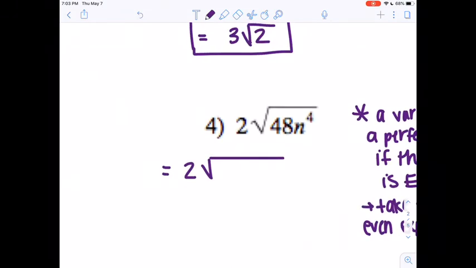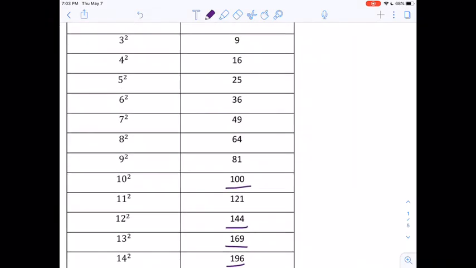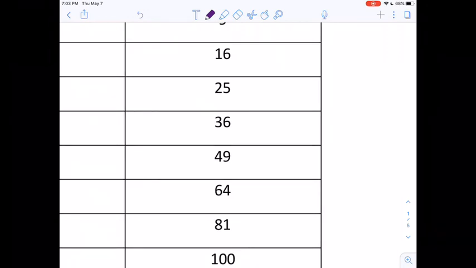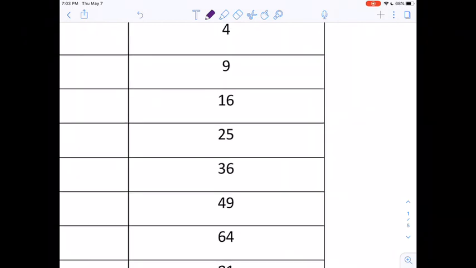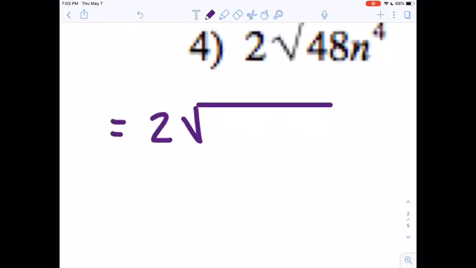Again, if you can't find the perfect square that goes into 48, go in your list and start with numbers that are smaller than 48. So 36, and type in your calculator 48 divided by 36. What do you get? A decimal. Okay, move on. 48 divided by 25 doesn't work. Move on. 48 divided by 16. Now in your calculator, you should have gotten 3. So that means 16 goes into 48 3 times.